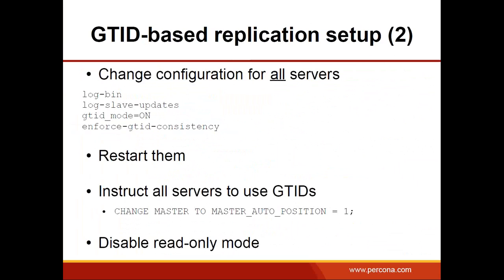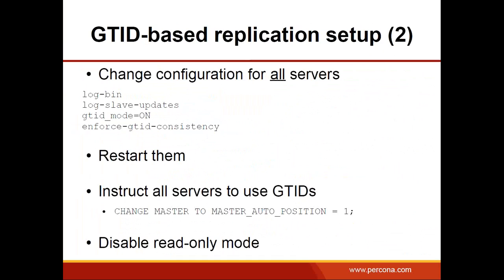When it's done, you can change the configuration for all the servers. So what should you add? You should add binary logging for all the servers. You should add log slave updates and GTID mode equals on and enforce GTID consistency, which, I'm not sure if it's mandatory, but at least it's strongly recommended. When you're done with that, you can restart all the servers and then instruct them to use GTIDs, well, at least instruct all slaves. And this is simply done with the change master command. So change master to master auto position equals 1.